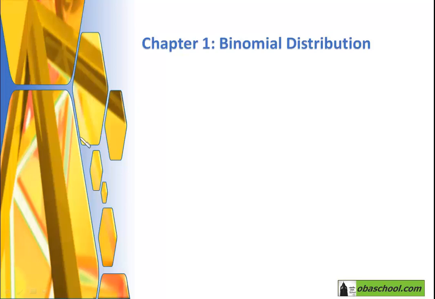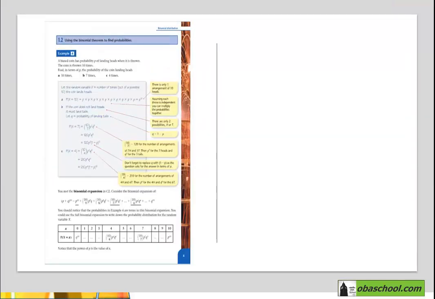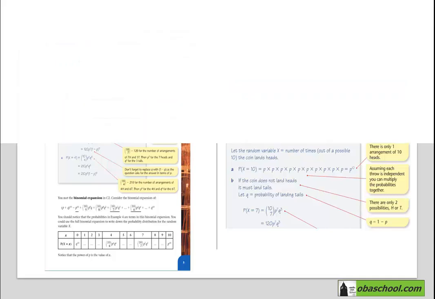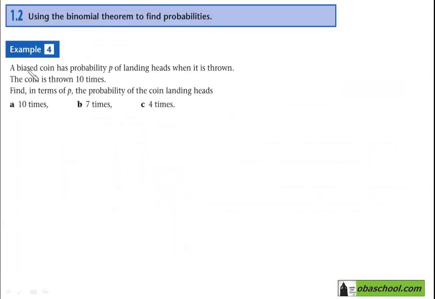Chapter 1 Binomial Distribution. The objective of this tutorial is to use the binomial theorem to find probabilities. The description of this objective is in page 5, section 1.2. And for better understanding, we are going to solve example 4. A biased coin has probability P to land heads when it is thrown.